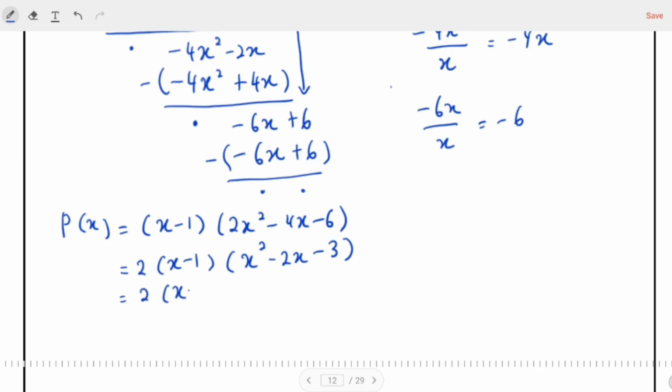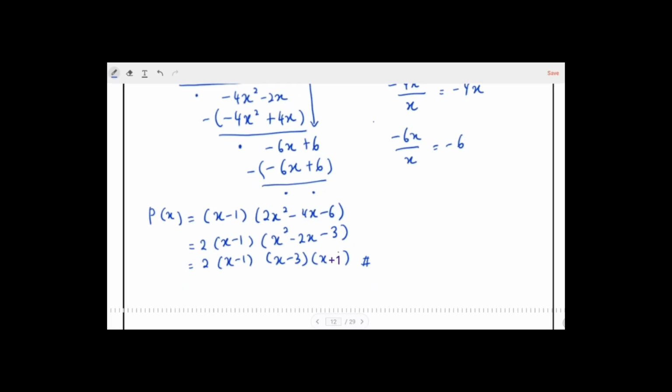Then we use the calculator to factorize x squared minus 2x minus 3, which is x minus 3 and x plus 1. So this is how we factorize p(x) completely.